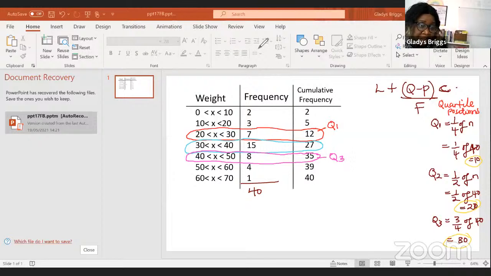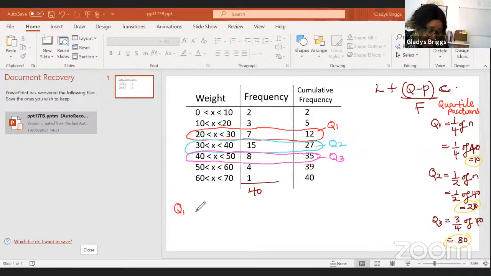Okay, lower quartile, middle quartile, and upper quartile. So now let's calculate Q1. I used red for Q1, so let me use the red for it.